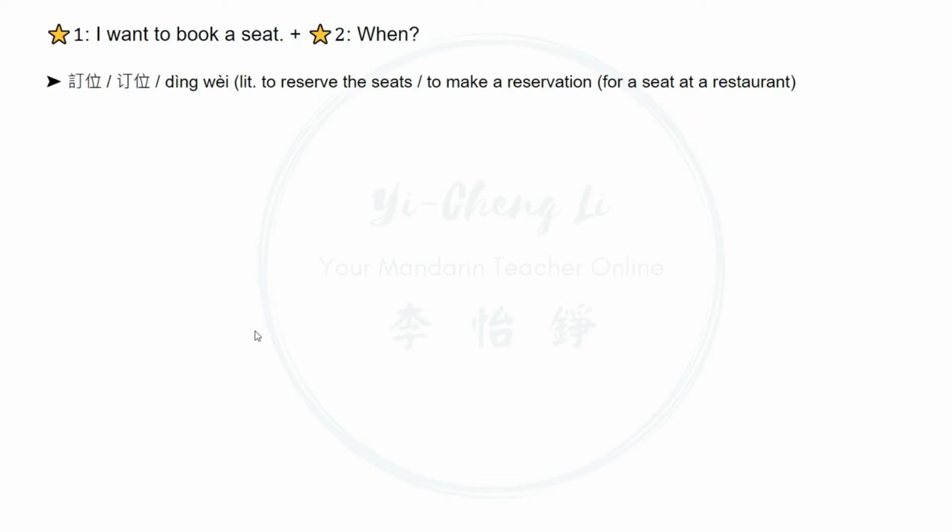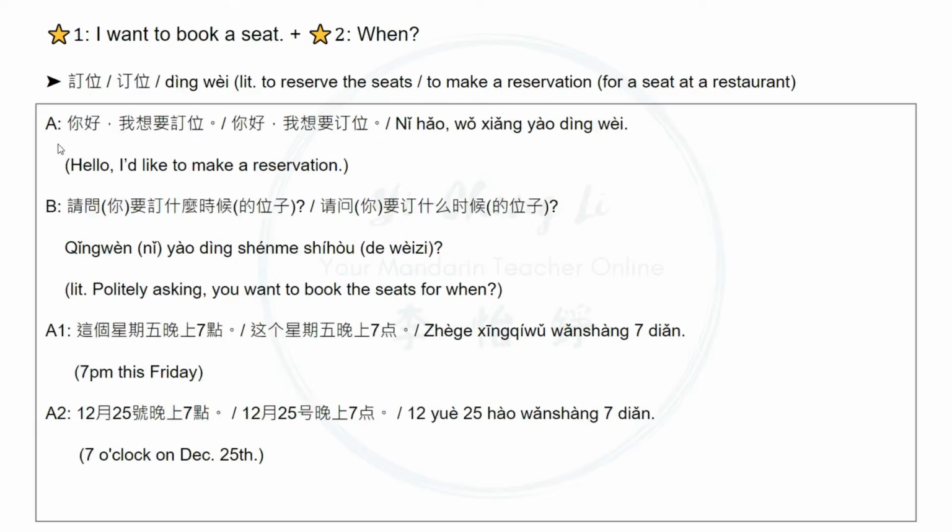Okay, so we combine number 1 and number 2. 定位. I think this word means to reserve, to book something. 位 actually means seat. So I think in English you would say to reserve a table or book a table. But in Mandarin, literally, it's talking about the seat. So conversation part. A is the customer, okay?